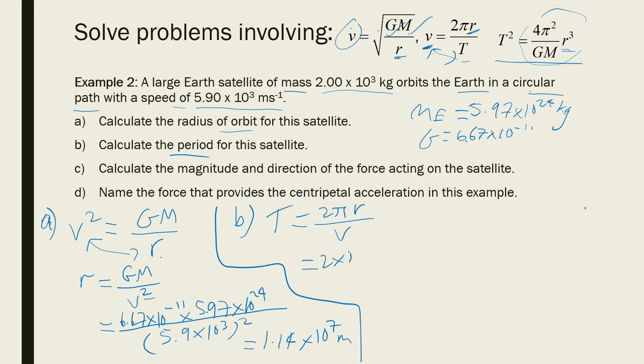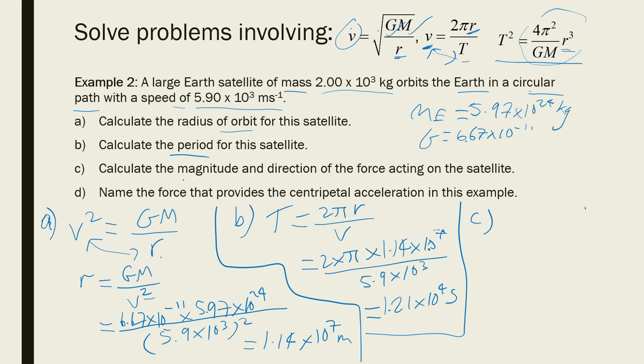So it'll be 2 times pi times the radius, which we just calculated, over the speed, which we got given. And if we type that into our calculator, we'll get a period of 1.21 times 10 to the 4 seconds.